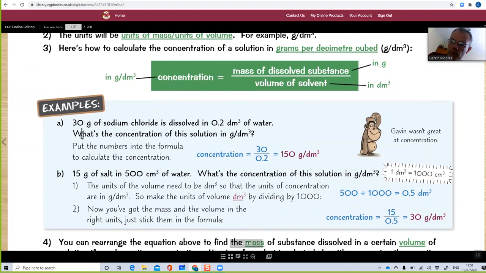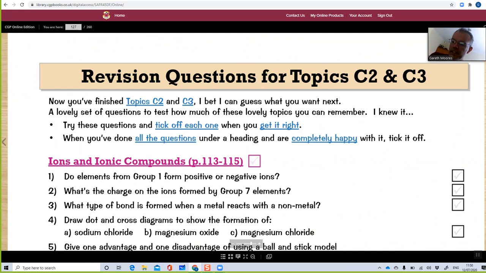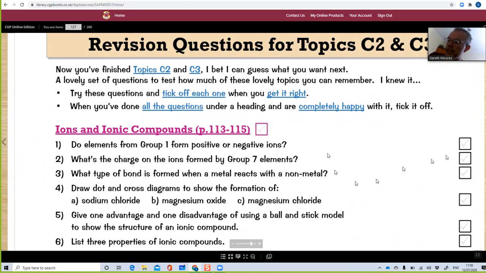Okay, here's an example. 30 grams of sodium chloride is dissolved in 0.2 decimeters cubed of water. What is the concentration? It's 30 divided by 0.2, 150 grams per decimeter cubed. It only gets complicated if they give you the volume of solvent in centimeters cubed, and then you have to turn it into decimeters cubed by dividing by 1,000. There's 1,000 centimeters cubed in a decimeter cubed. Again, you've got to work through that. I'm just talking you through the pages you need to learn. There you go, boom, C3 done.